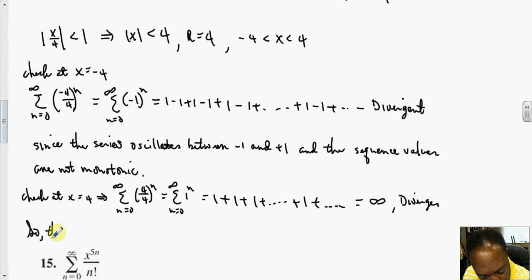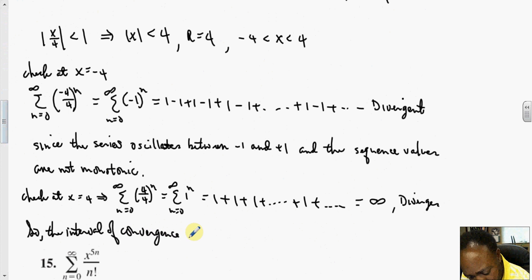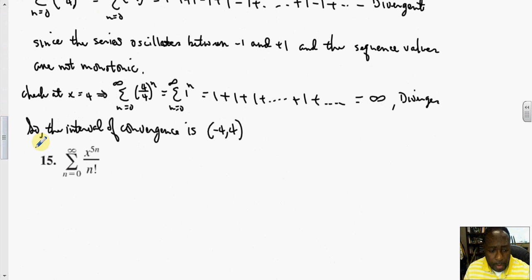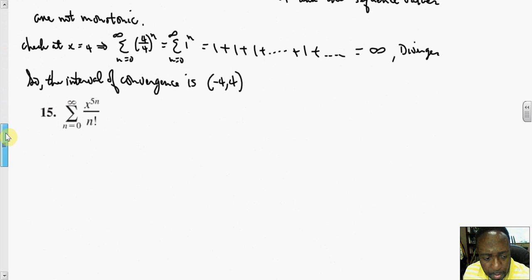So the interval of convergence is the open interval from negative 4 to 4. Okay. The next problem.